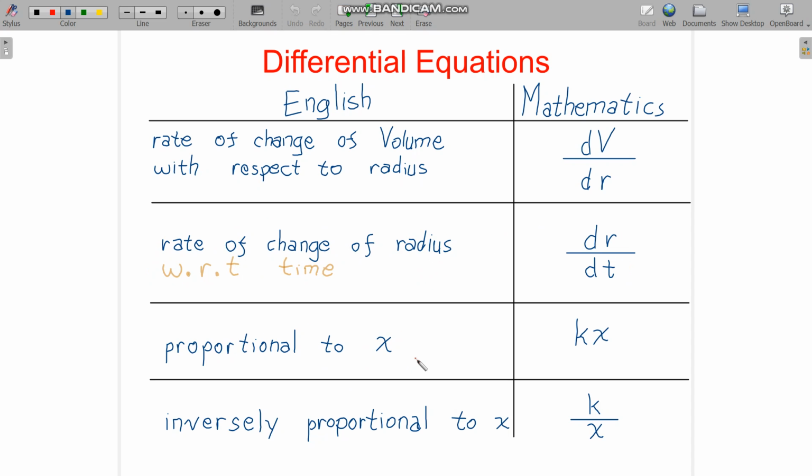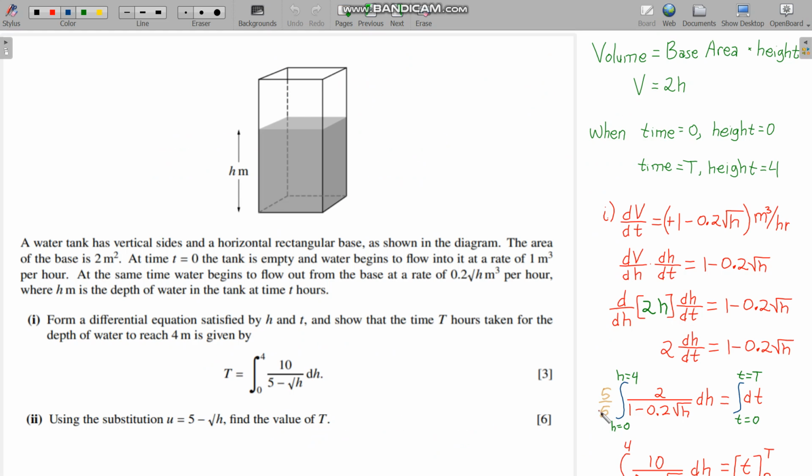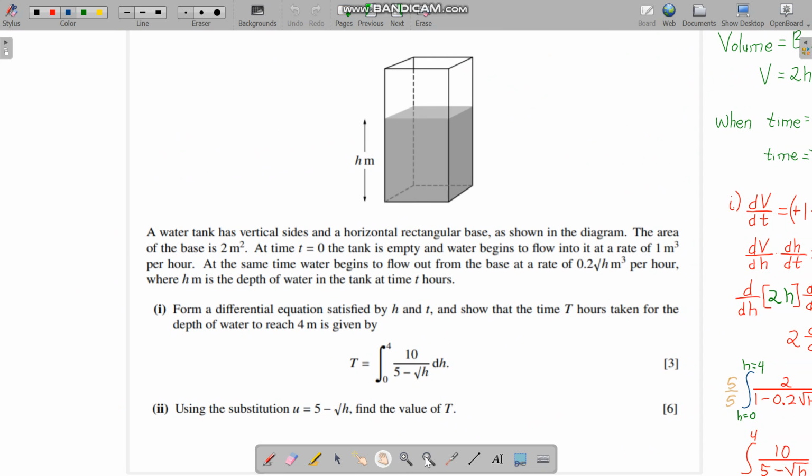Proportional to x means equals k times x. K is just like a multiplier or just a constant, and inversely proportional means something like k times 1 over x. So for example, here we have this question. We can just read it first. We need to form a differential equation.